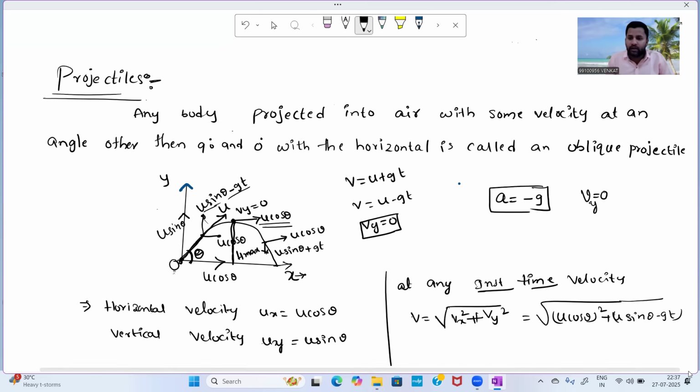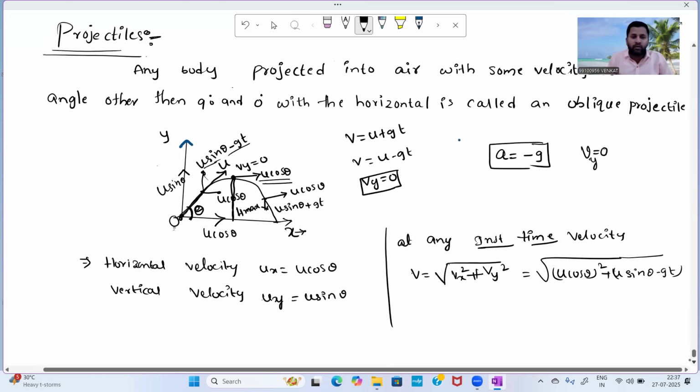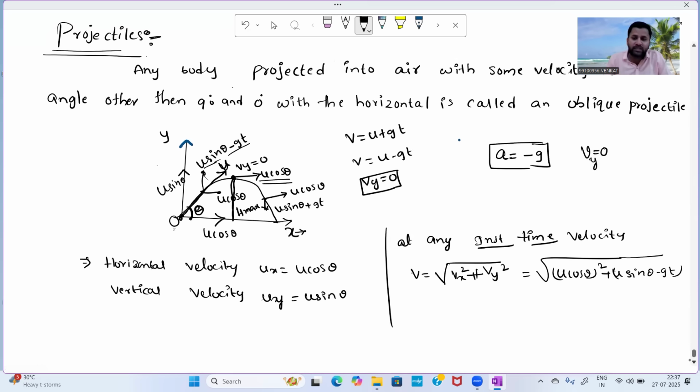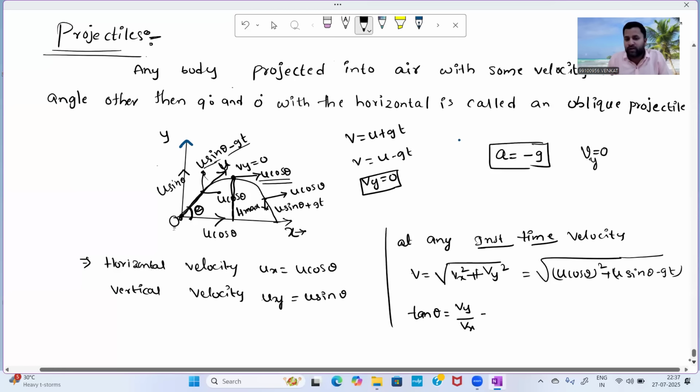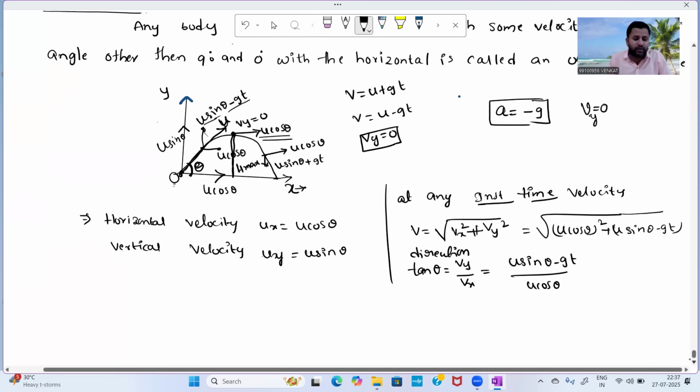Same thing, at any instant of time, if you find the direction, we are finding the unit vector. At an instant of time we take the perpendicular component by the base component. That is, we can write tan theta equal to vy by vx, vertical component velocity by horizontal component velocity: u sin theta minus gt by u cos theta. What is this? The direction of the vector. So this is the basic thing for the velocity vector.